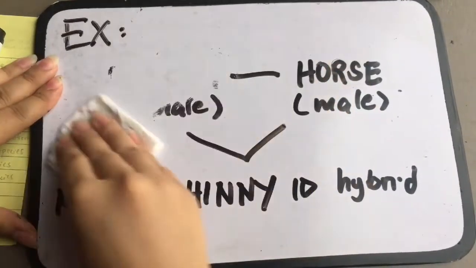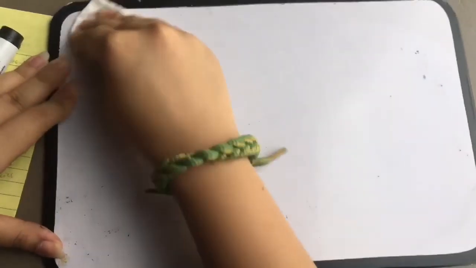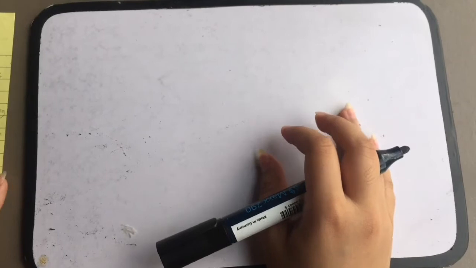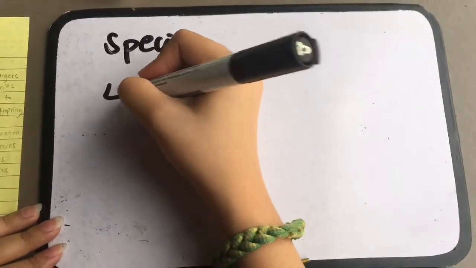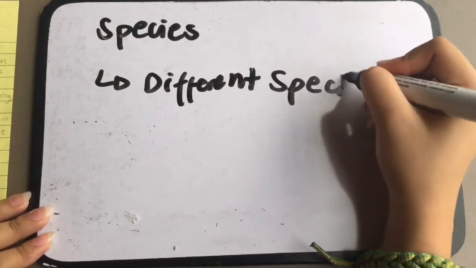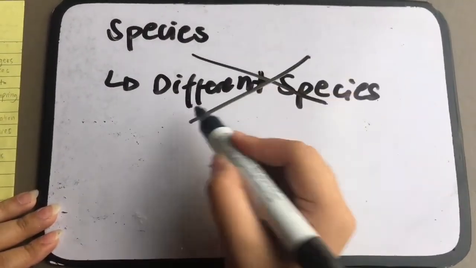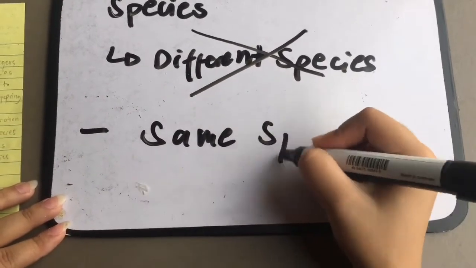Since the definition a while ago says that for organisms to be the same species, they must produce a fertile offspring, which means that the offspring must be able to reproduce another offspring, it means that different species cannot be classified as the same species. So let's go on to the definition of the same species.